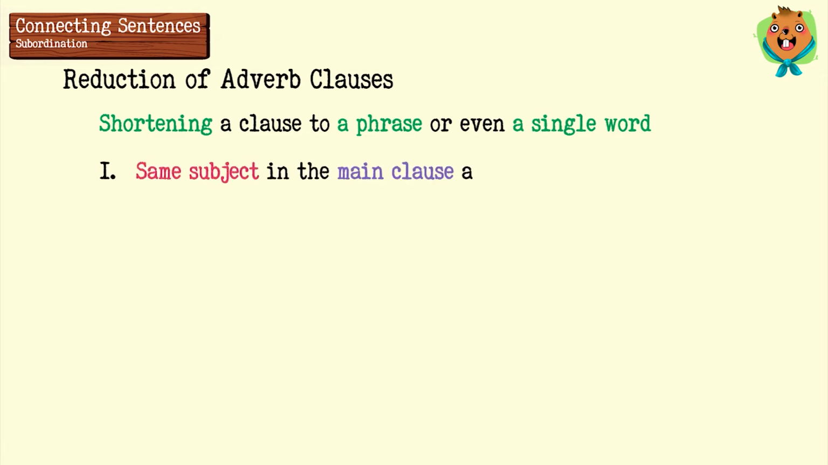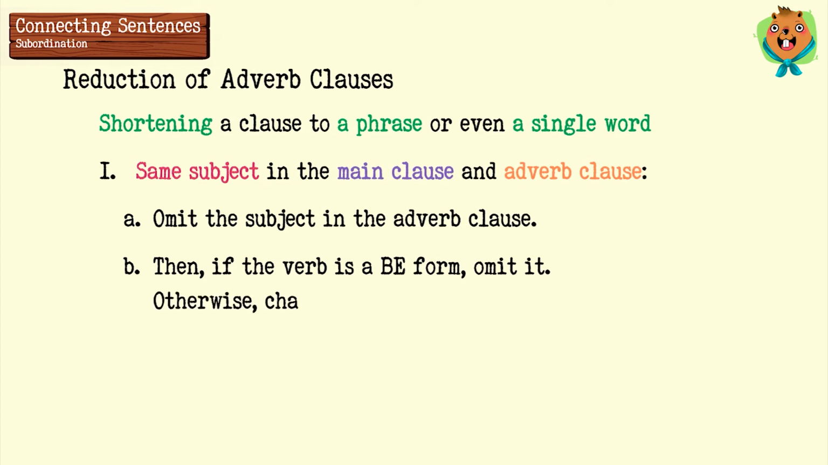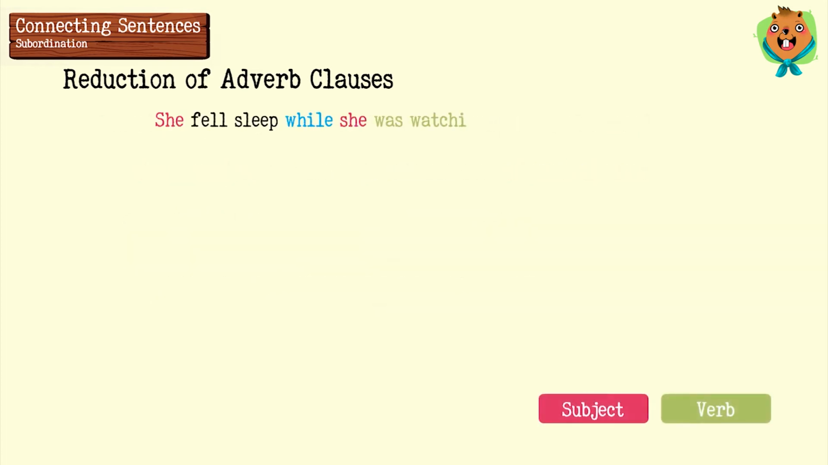In the first method, we have the same subject in both the main clause and the adverb clause. In these cases, in order to reduce the adverb clause, first we omit the subject in the adverb clause, and then we look at the verb. If the verb is a be form, you can omit it. If not, you turn the verb, whatever it is, into the ing form. For example, she fell asleep while she was watching TV. As you can see in this sentence, in both clauses we have she, the same subject.